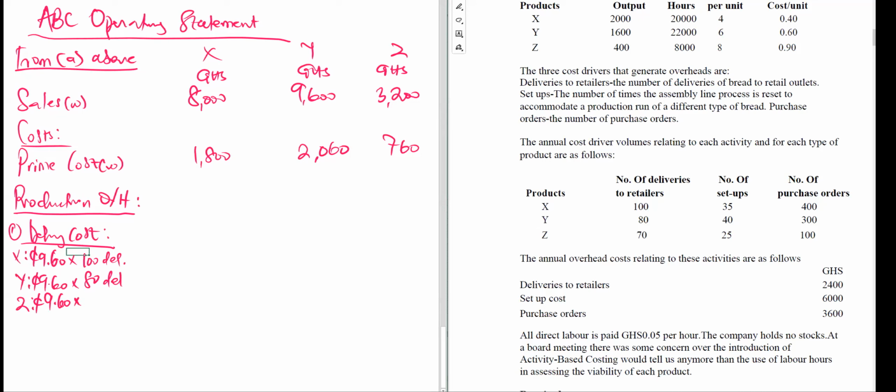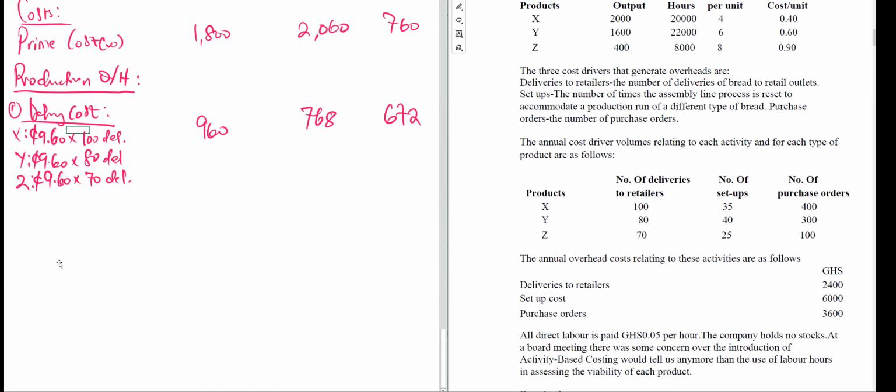9.6 by what? 70 deliveries, right? All right. So now we multiply 9.6 by 100. That's 960 for this guy. 9.6 by 80. That's 768 for this guy. Then 9.6 by 70. That's 672 for this guy. All right. Now we are done with delivery.